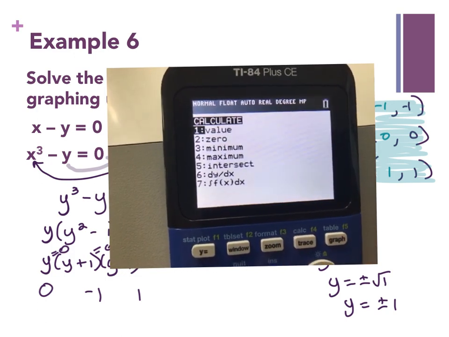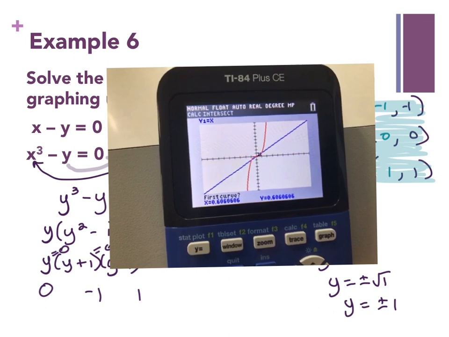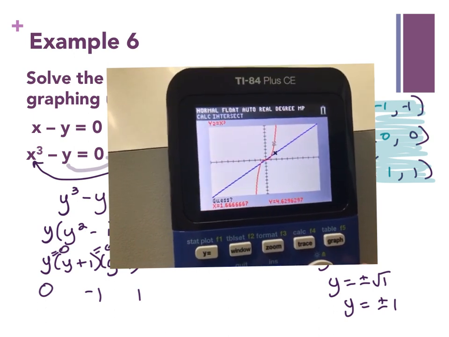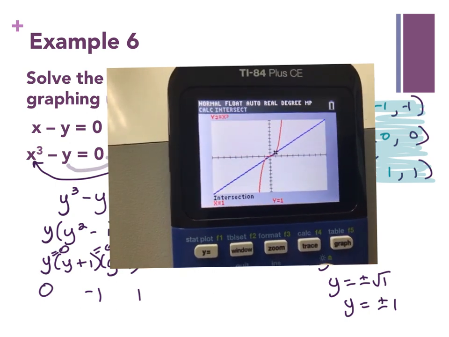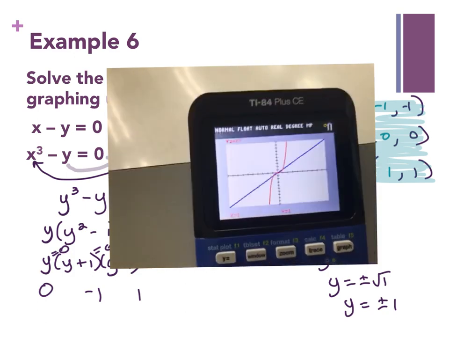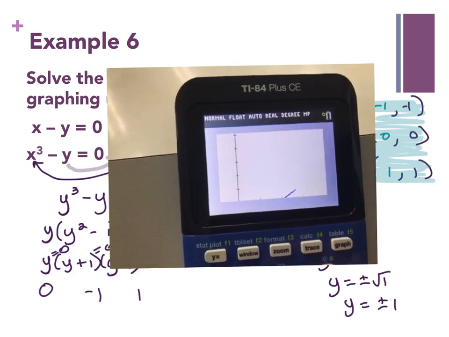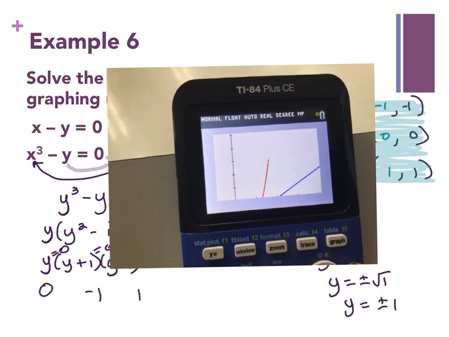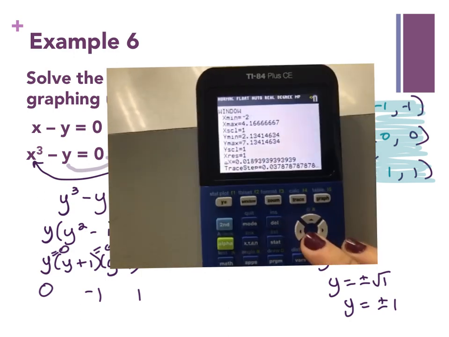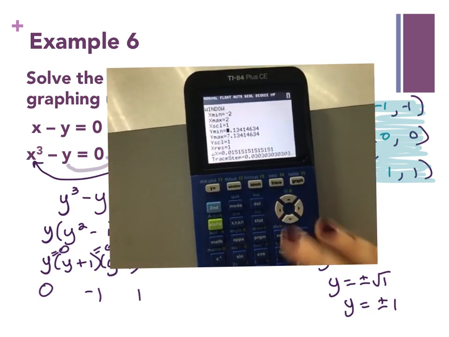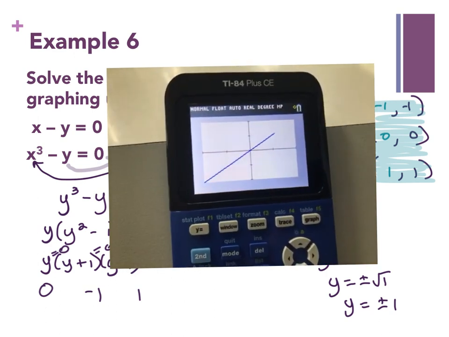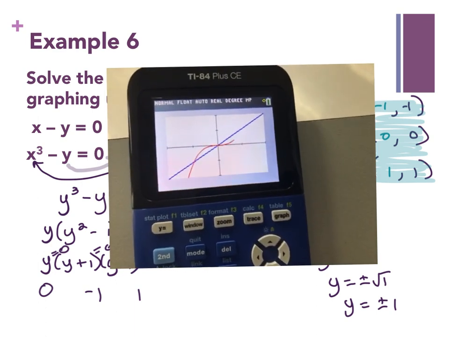Do it again, intersect. Now I want to get this one, first curve over here, second curve anywhere over there is fine. Guess, and it's going to bring you to the third intersection. You can also zoom in. Well, that's too close. I would actually probably have adjusted my window and done like -2, 2, -2, 2. Graph it. Well, that wasn't smart because it's, there it is.